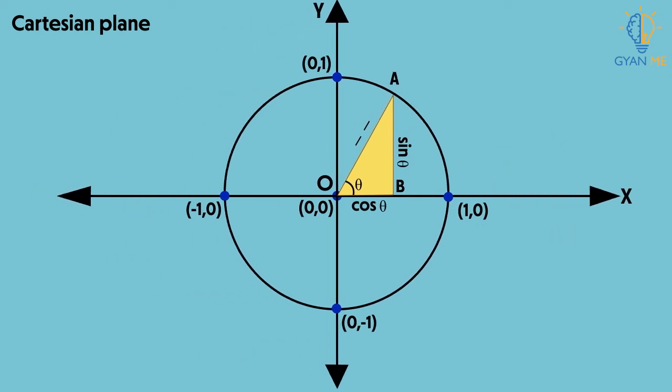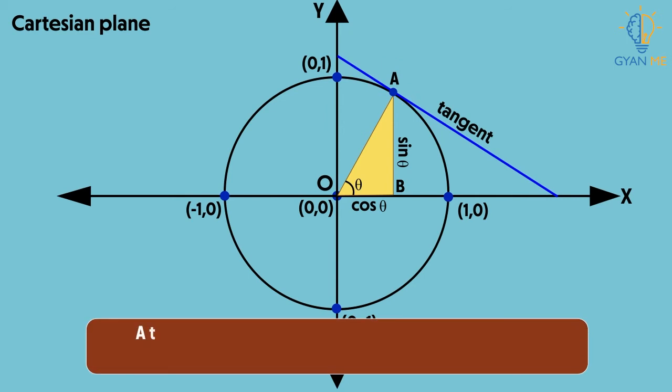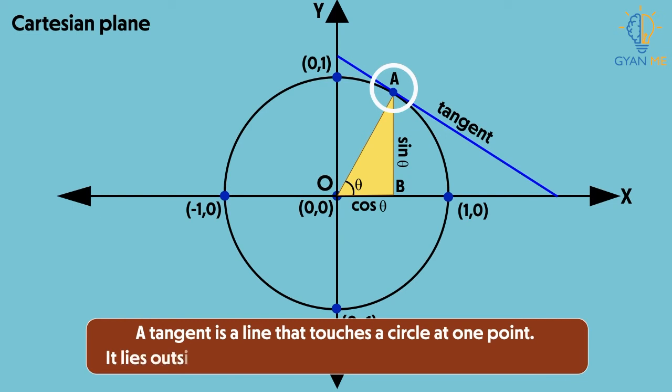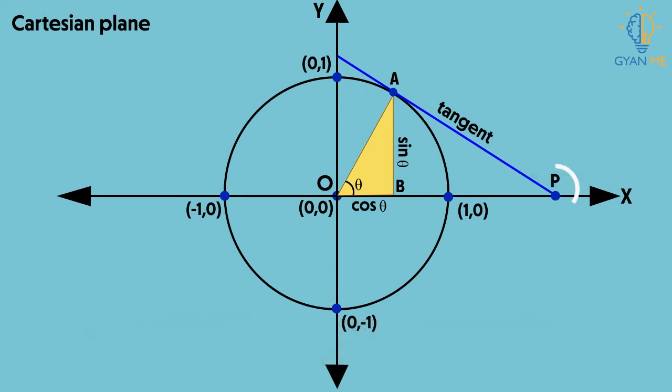To know this first, let us draw a tangent to this circle at the point A. Yes, where one of the vertex points of this triangle is touching this circle. Recall that a tangent is a line that touches a circle at one point. It lies outside the circle and cuts the circle at only one point. It will be something like this. Let us say this point is P, where tangent cuts the x-axis. Now the distance from this point A to P is nothing but tan theta.